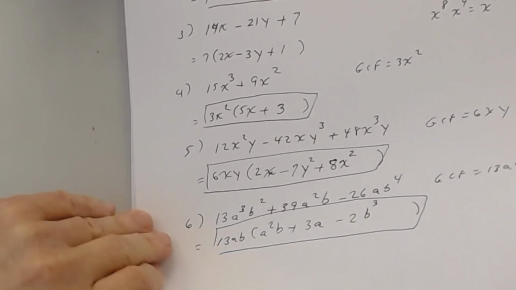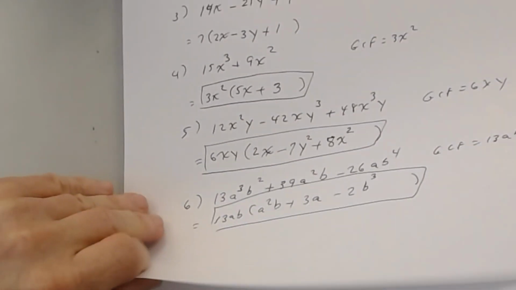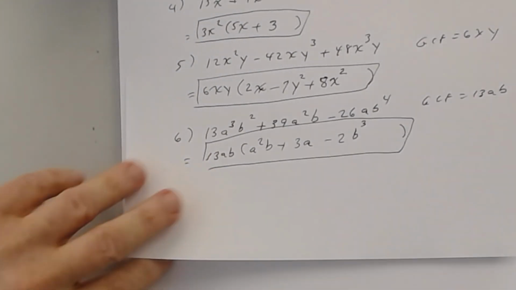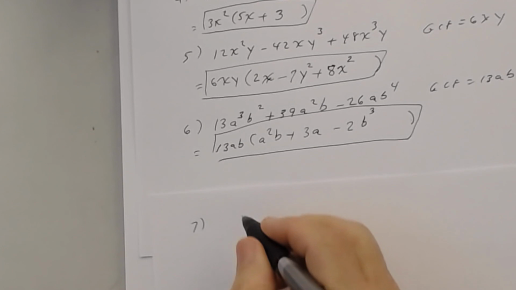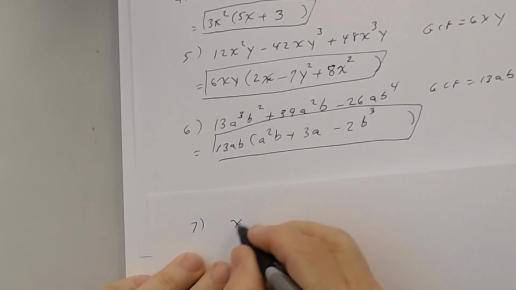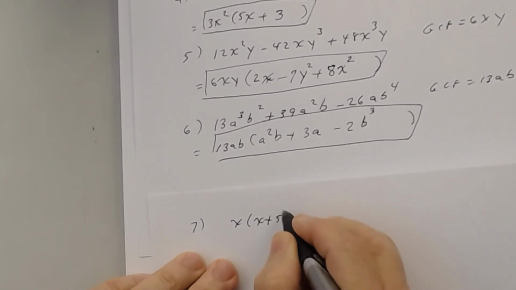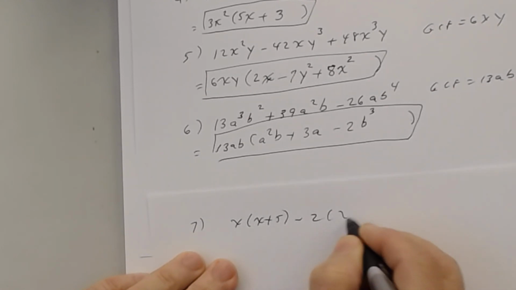Okay, now let's look at number 7. You're going to see that structure when we do grouping in a little while. It's going to look like this. So look at number 7. You have x times x plus 5 minus 2 times x plus 5.